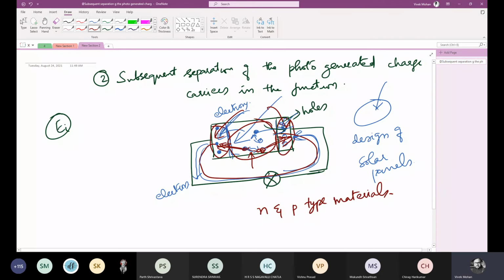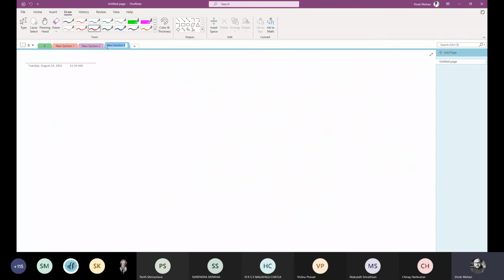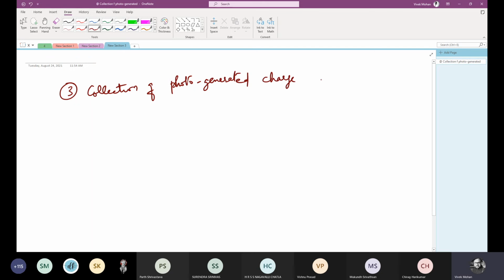Okay. So this is the second step. In the second step, what we do is the subsequent separation of the photo-generated charge carriers in the junction. In the first step, it was a generation of charge carriers due to the absorption of photons in the materials that form a junction. Now, in the third step, what is the third step? In the third step, collection of photo-generated charge carriers at the terminals of the junction.